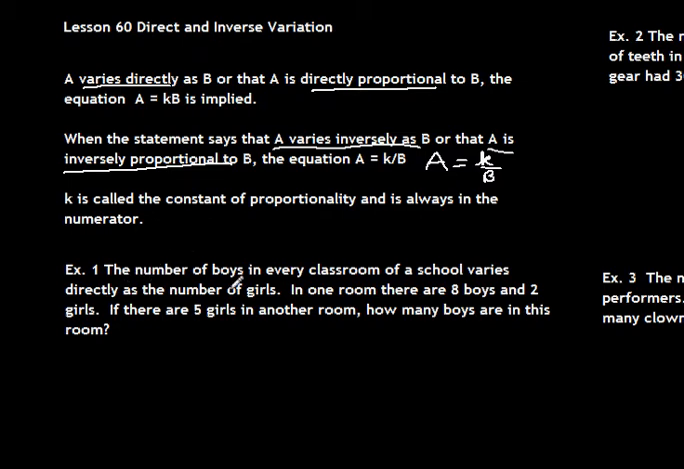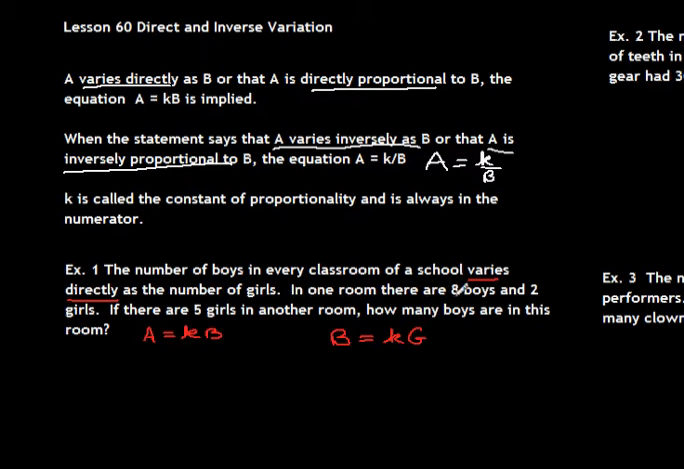Here we go. The number of boys in every classroom of a school varies directly. Okay, right here we can see where it's telling us what equation to use. It says varies directly as the number of girls. So we're going to use this equation right here, A equals KB. But we don't use these same variables. We use variables that describe the situation in our problem. So the boys varies directly as the girls. So we use B for boys, G for girls, and K is our constant of proportionality.